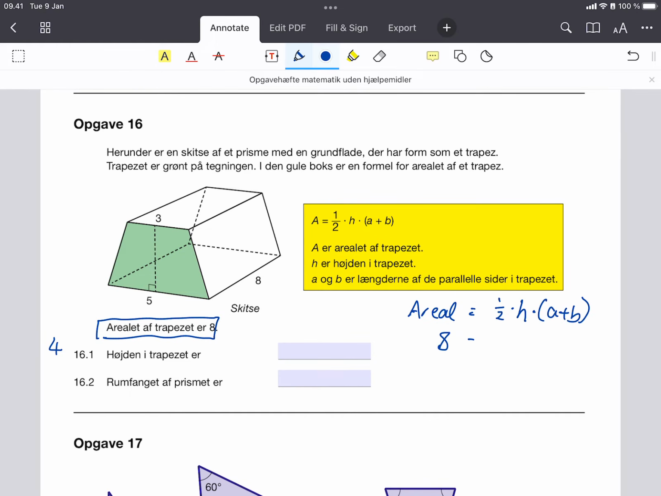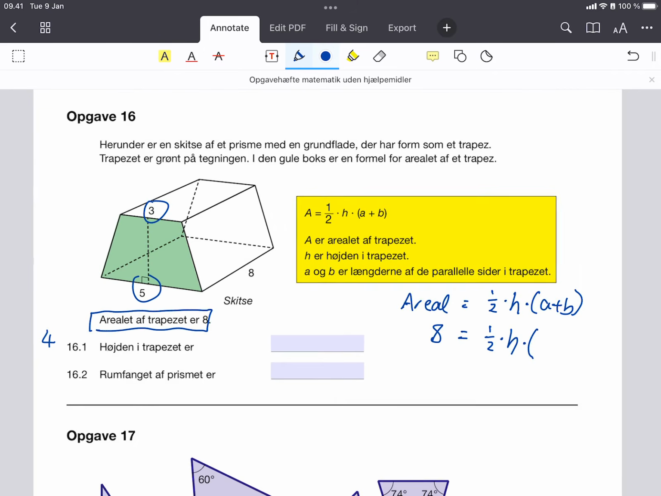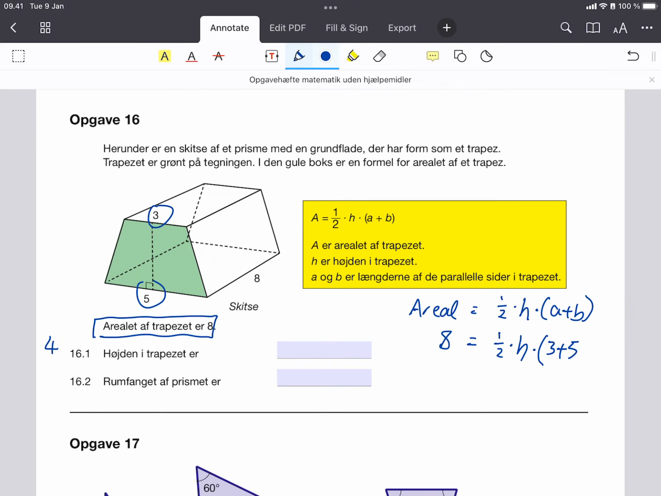We're told that the area is 8. So area is a half times the height times, and then A plus B is the 3 and the 5. 3 plus 5. Okay, so 8 equals a half times the height times 3 plus 5, which is 8. A half times 8 is 4, so 8 equals 4 times the height. And divide everything by 4, the height is 2. So the height of the trapezium is 2.